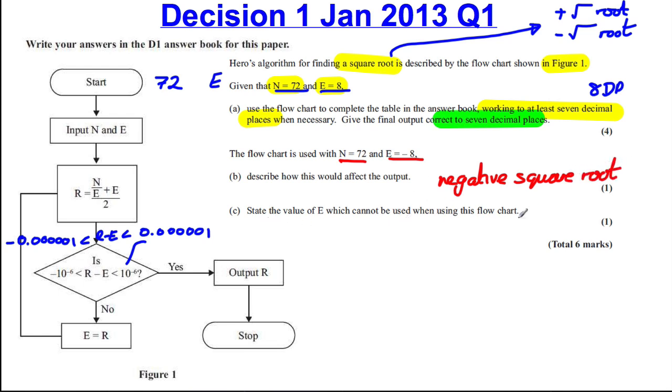State the value of e which cannot be used in this flow diagram. Look at the flow diagram. Is any value of e going to cause trouble? Because e is dividing here, e cannot be equal to 0. n divided by e is what you're working out. So just say e cannot equal 0. That's the only value. And we're done for the first question.